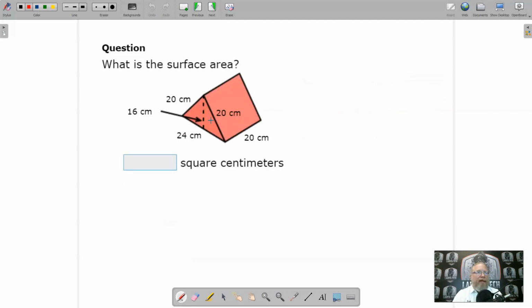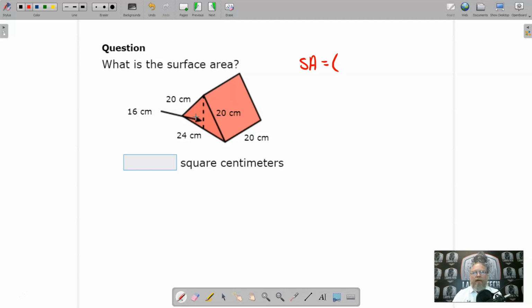Next, we have a triangular prism here, and we need 2 triangles, and we're going to need 3 panels also. And we see that on one side here we have 20, and on the other one here's 20. That means this back side over here is 20 by 20, but the bottom is 24 by 20. So let's go ahead and piece this together. First, we need the surface area of the 2 triangles. So let's go ahead and deal with the surface area of the 2 triangles. And we're going to put this in parentheses to work with that.